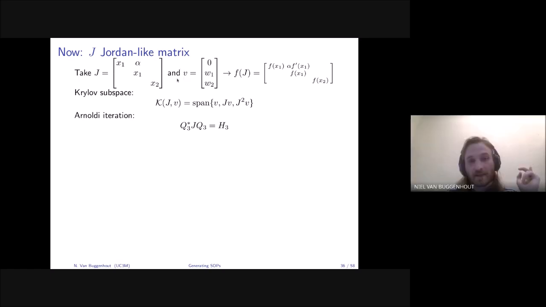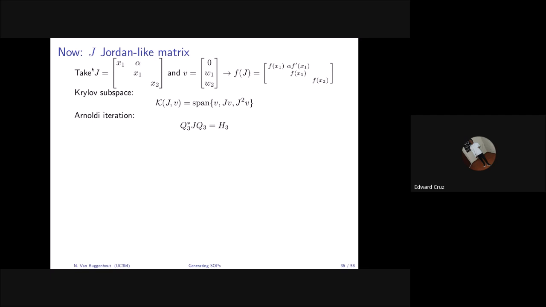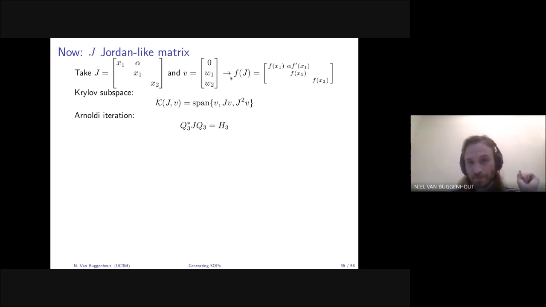And if we take a function of this Jordan matrix, so if we evaluate a function in this matrix, what we get is on the right-hand side. So we evaluate in x1 on the diagonal, so x1, x1, x2 on the diagonal. And on the superdiagonal, we introduce this term alpha times the derivative of f evaluated in x1. So that's exactly what we need in order to create a connection to Sobolev inner products.